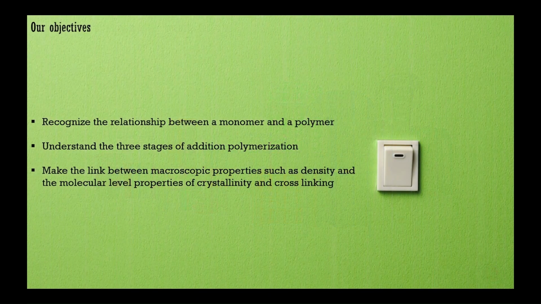In this lecture, our objectives are to recognize the relationship between a monomer and a polymer, understand the three stages of the addition polymerization process, and make the link between the macroscopic properties of polymers and molecular level properties, such as crystallinity and cross-linking.